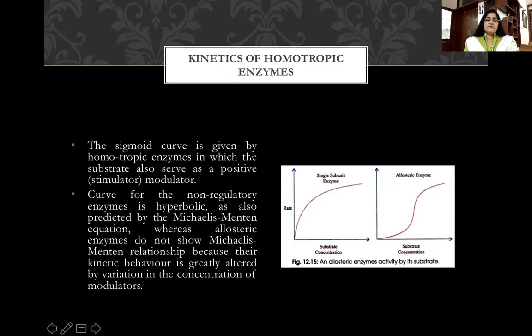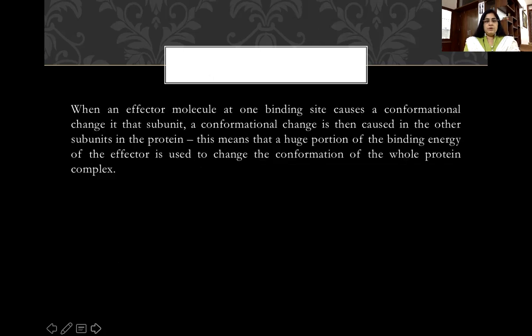So the sigmoid curve is given by the homotropic enzymes in which the substrate also serves as a positive modulator. And the curve for the non-regulatory enzymes, which are not regulated, is hyperbolic, as also predicted by the Michaelis-Menten equation. Whereas allosteric enzymes do not show the Michaelis-Menten relationship because their kinetic behavior is greatly altered by variation in the concentration of the modulator. So this does not follow the Michaelis-Menten equation, and hence it shows a sigmoidal curve.